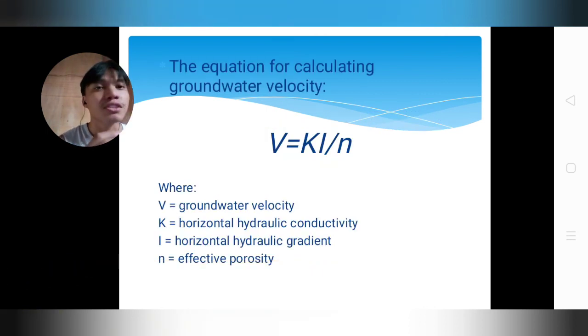The equation for calculating groundwater velocity is V equals K times I over N, where V is the groundwater velocity, K is the horizontal hydraulic conductivity, I is the horizontal hydraulic gradient, while N is the effective porosity.